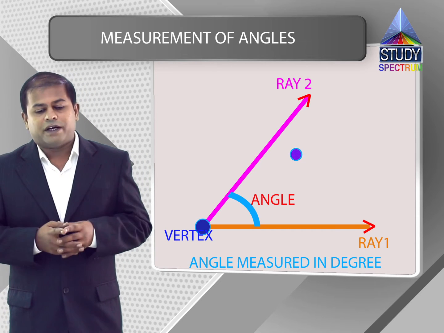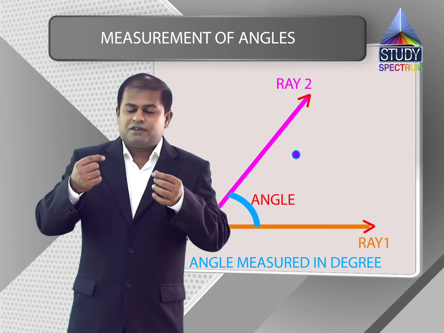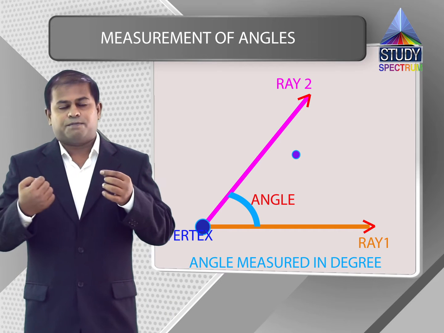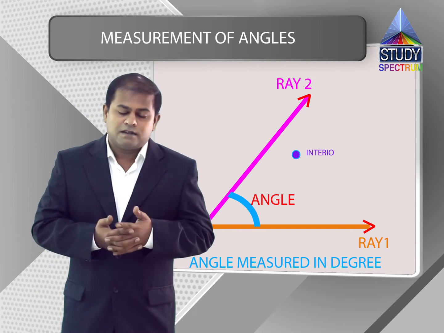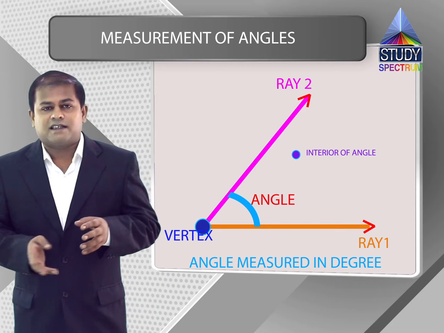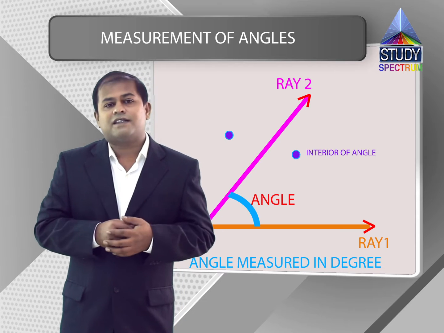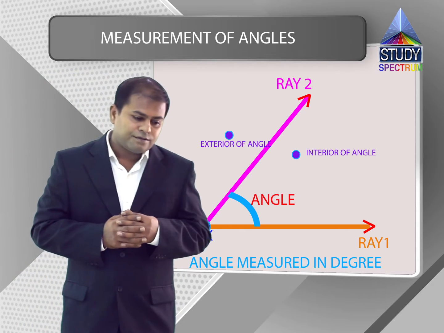Interior of the angle. When do we say a point in a plane lies in the interior of the angle? If the point lies between the two arms of an angle, then we say the point lies in interior. And if it lies somewhere else in the plane, we say it lies in the exterior of the angle.